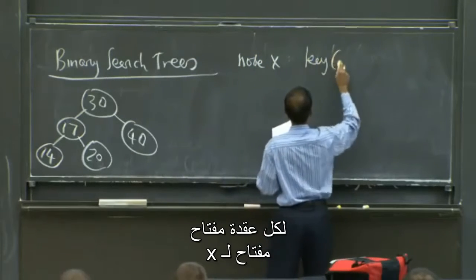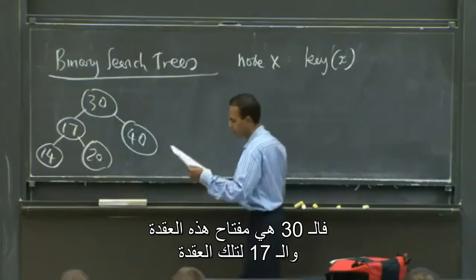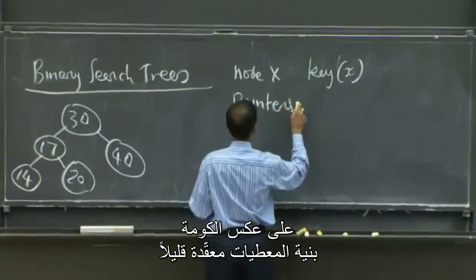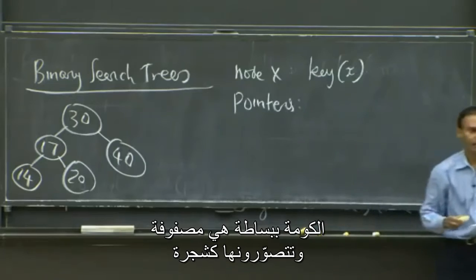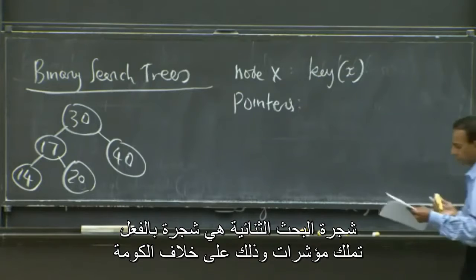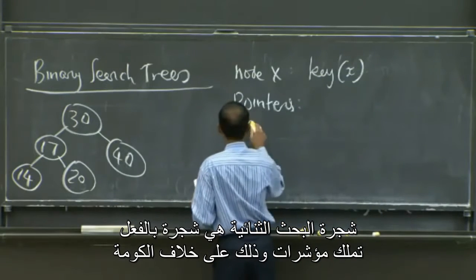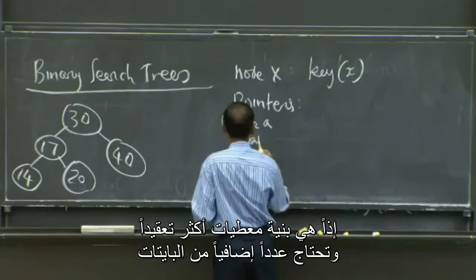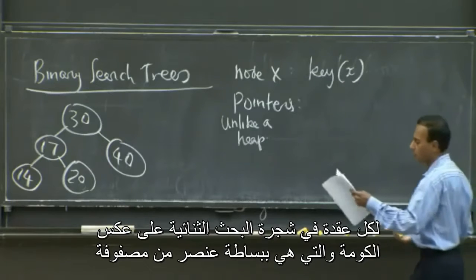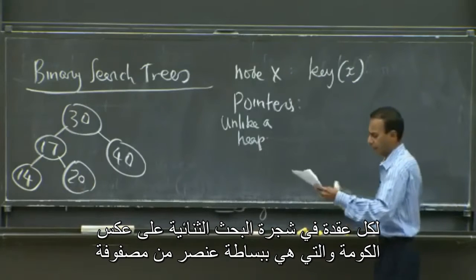Each of the nodes has a key of X. So 30 is the key for this node, 17 for that one, etc. Unlike in a heap, your data structure is a little more complicated. The heap is simply an array, and you happen to visualize it as a tree. The binary search tree is actually a tree that has pointers, unlike a heap. So it's a more complicated data structure. You need a few more bytes for every node of the binary search tree, as opposed to the heap, which is simply an array element.